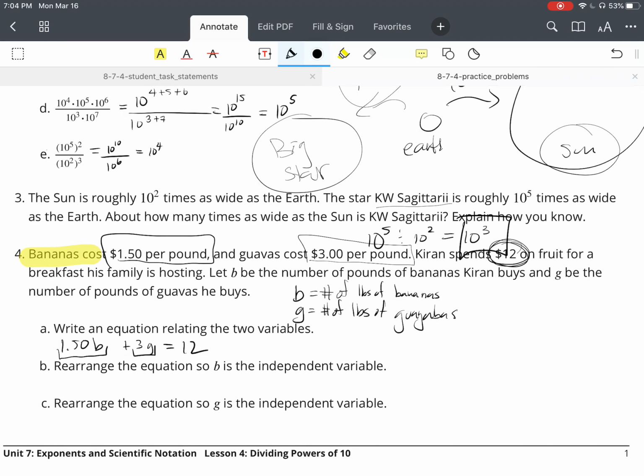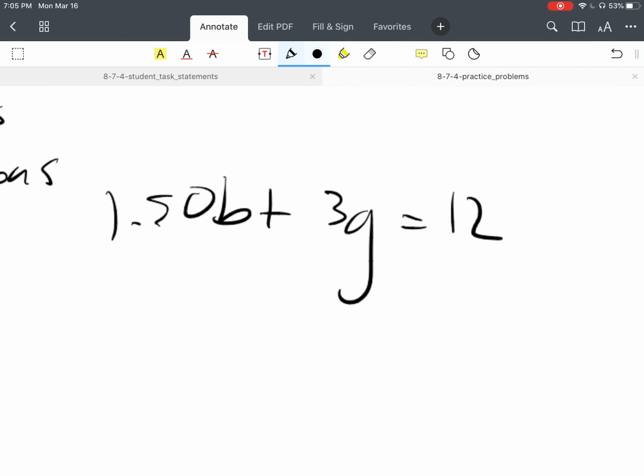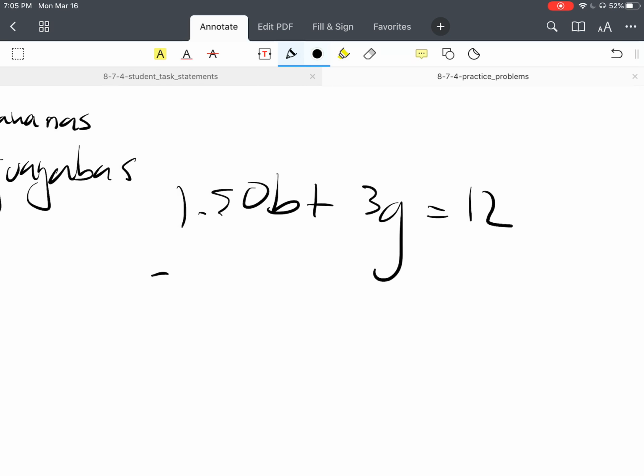Rearrange the equation so B is the independent variable. This means we want G to be solved for. So we're going to want this in G equals form. So if our equation is 1.50B plus 3G equals 12, we want to solve for G. That's pretty easy. We subtract 1.50B from both sides.